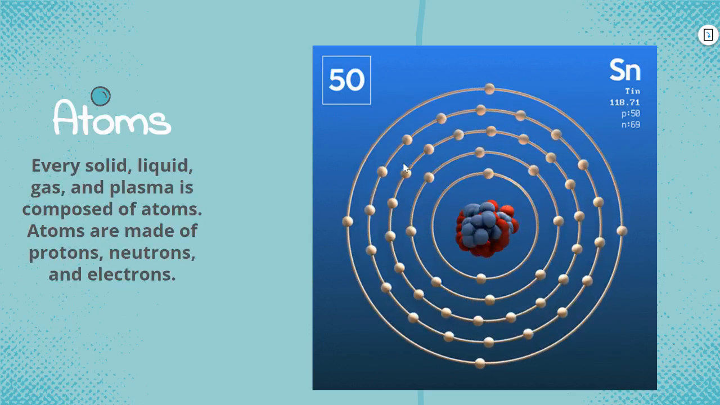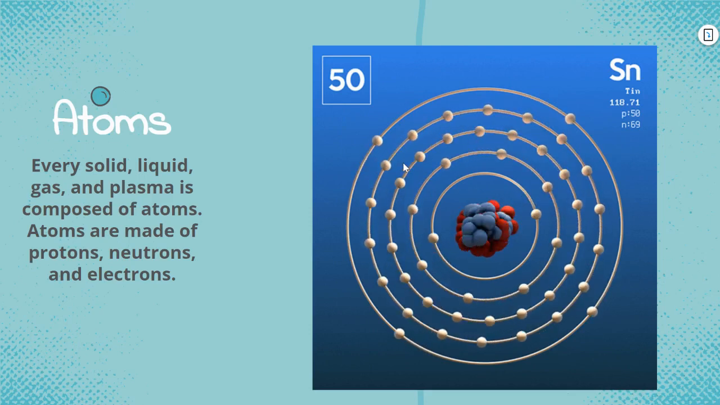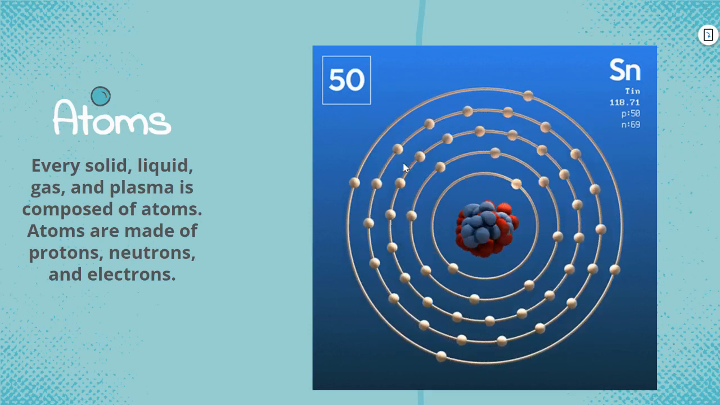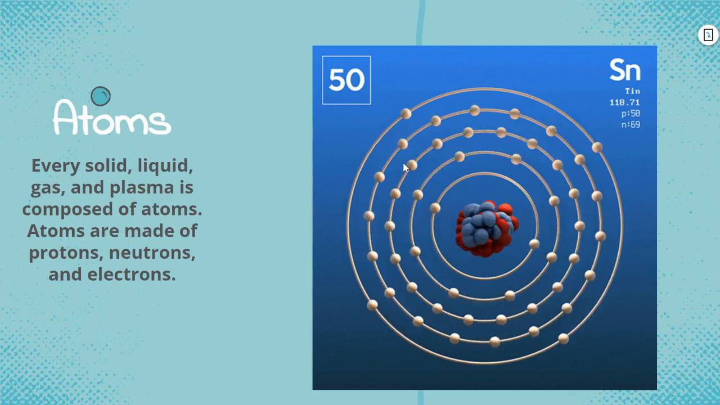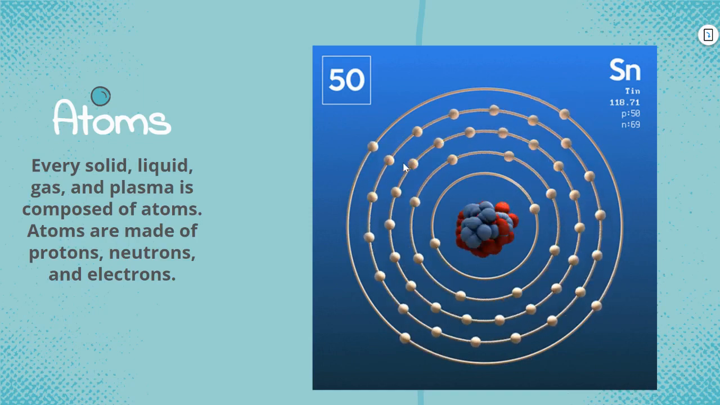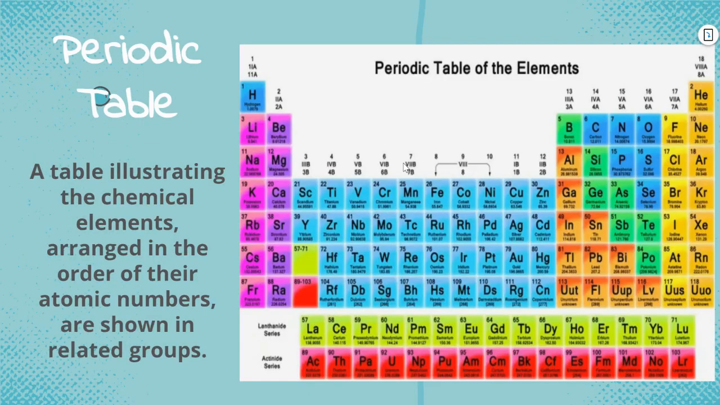Right, so every solid, liquid, gas, and plasma is composed of atoms. Everything's made of atoms, pretty much. Atoms are made of protons, neutrons, and electrons, and we're going to see that again. The protons and neutrons are in the nucleus, and the electrons orbit around outside.